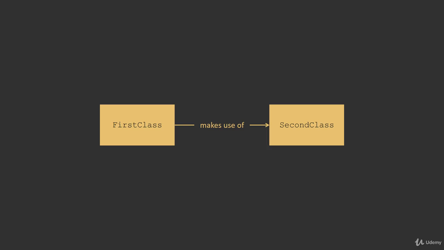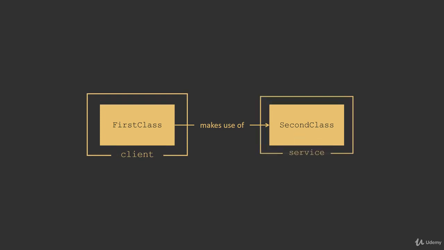The other way to state the same thing is to say that first class is a client, while second class is a service. This client-service terminology is very common in software design, and we will use it extensively throughout this course. In this simple case, it is very easy to identify who is the client and who is the service.